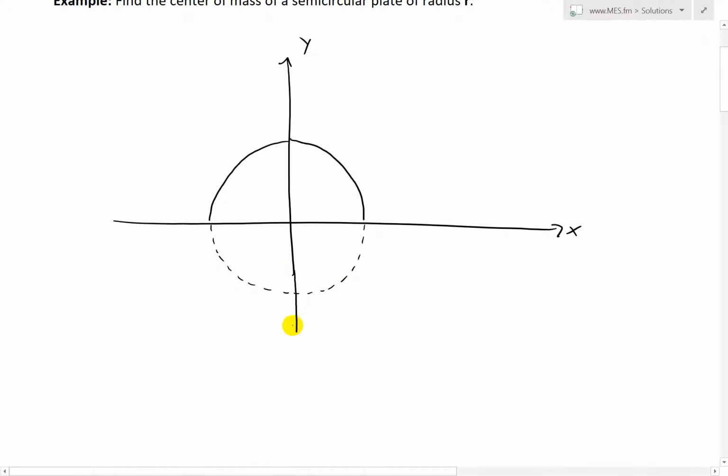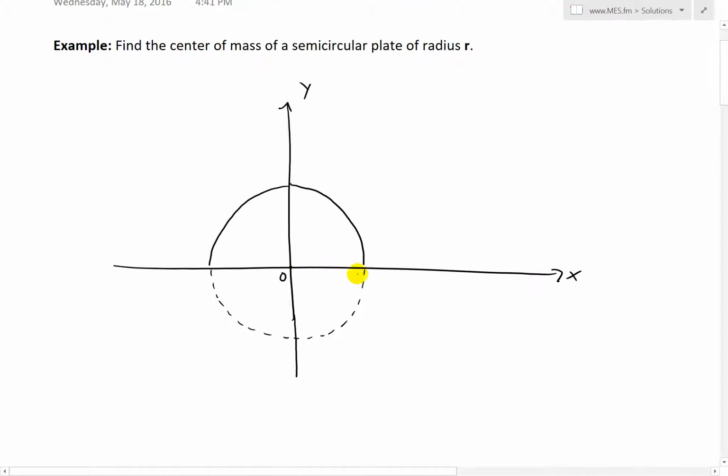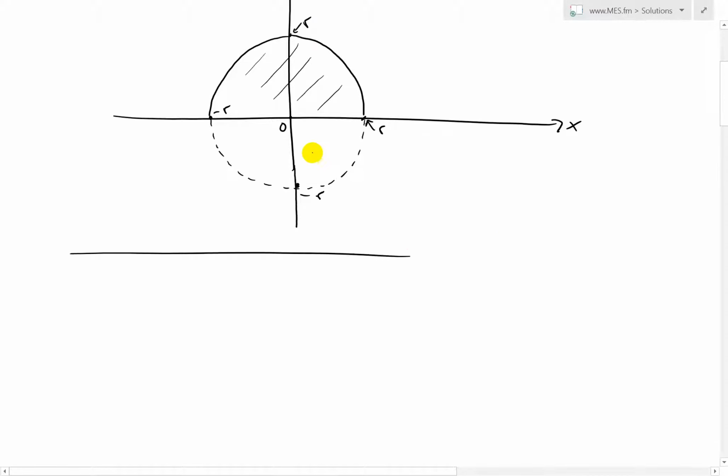The reason we are doing this is that this is the origin, and the radius is r. So at this point it is r, at this point it is negative r, and here on the y-axis it is negative r. This is the plate we're trying to find the center of mass of. We write it like this so that we have the equation of a circle, and we place it at the very center so we get the simplest equation of the circle.